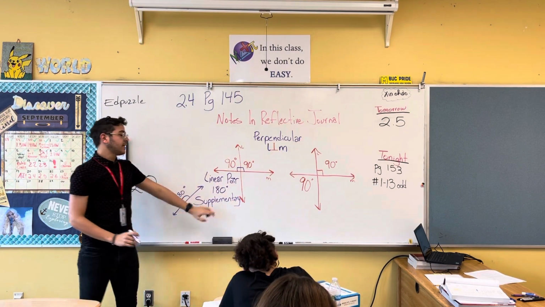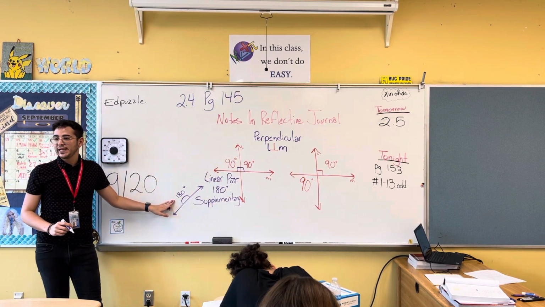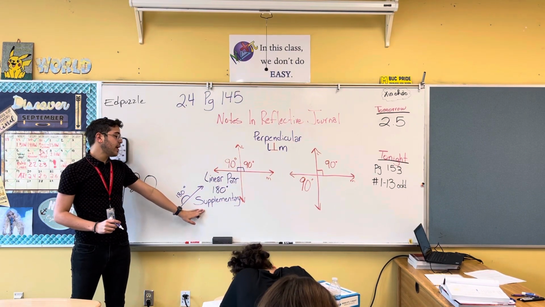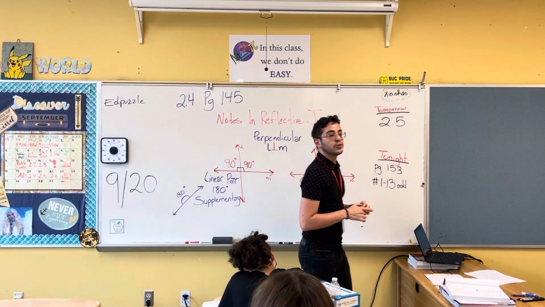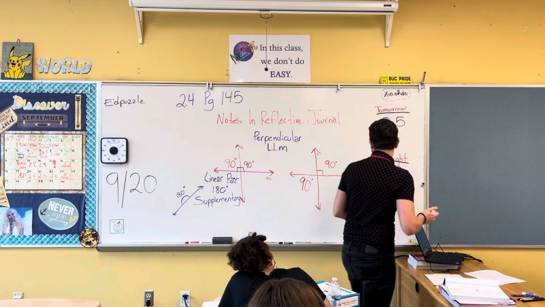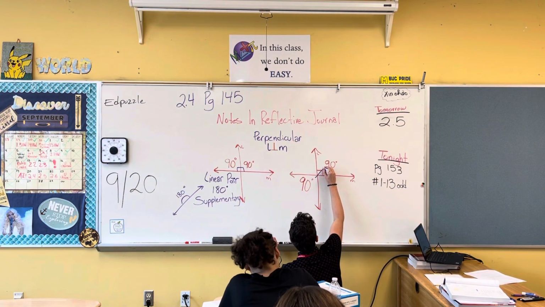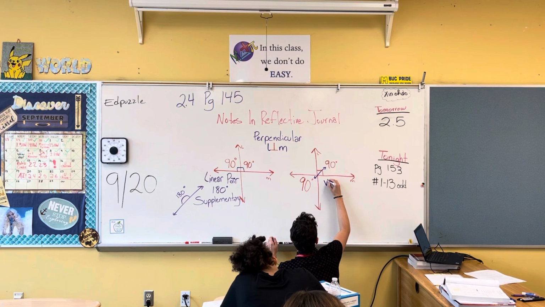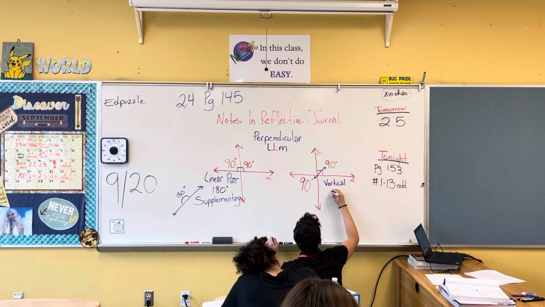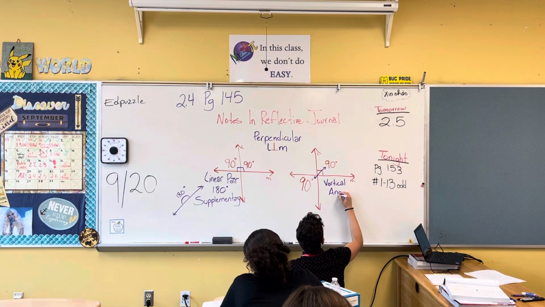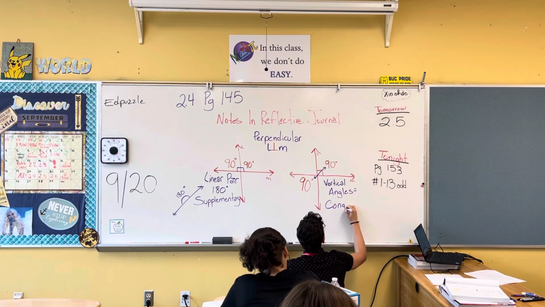Linear pairs, again, are always supplementary because one side of a line is always equal to 180. And supplementary are two angles that equal 180 degrees. We're taking notes in your reflective journal and we're on page 147. These two are vertical or opposite from each other. So that means that they're vertical pairs, vertical angles. And vertical angles mean that they are automatically congruent or identical.